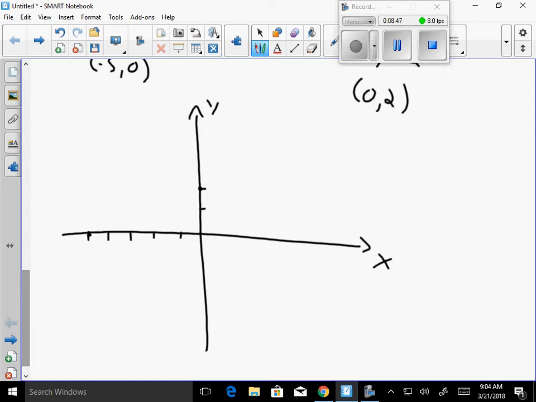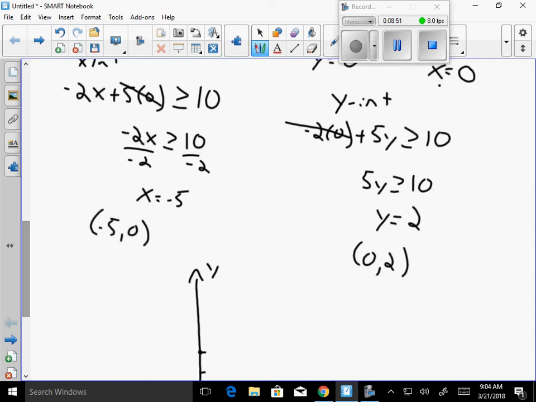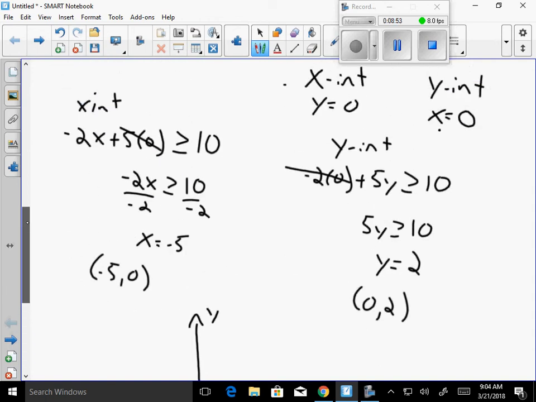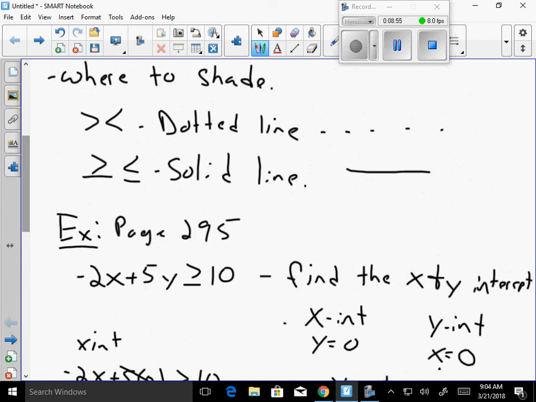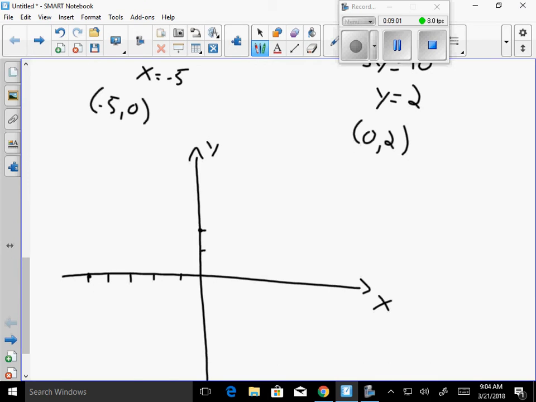Oh wait, before I connect them, look at my sign. It's greater than and equal to. Remember now, whenever the symbol's that one, I draw a solid line. Okay? Does that make a little more sense to you guys now? And don't worry, I guarantee you, I'm going to draw a dotted line solid all the time. I always forget. Okay?